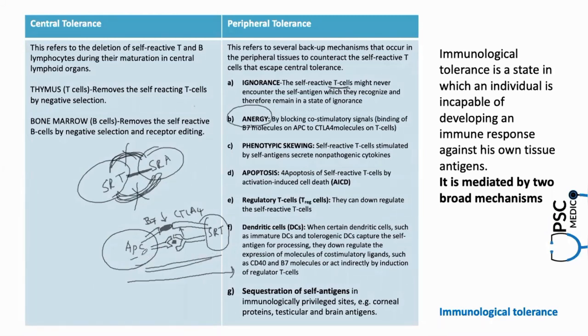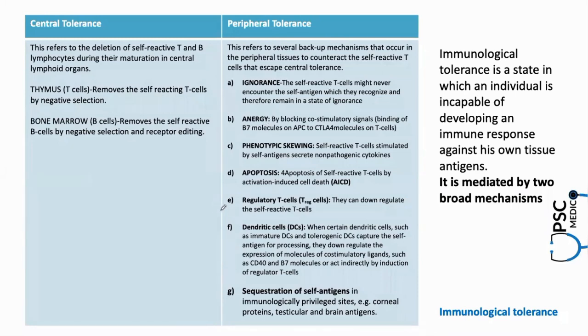So now the self-reactive T cell and APC are in contact, but the co-stimulation is not happening between the B7 of the APC and the CTLA4 of the self-reactive T cell. So this is what anergy is, blocking of the co-stimulatory signals.